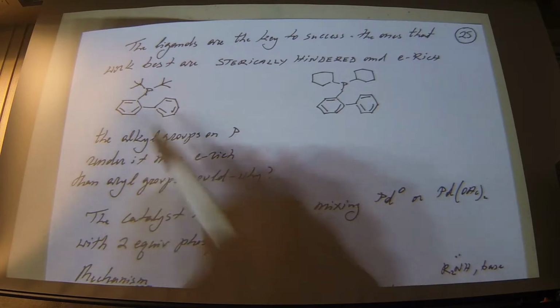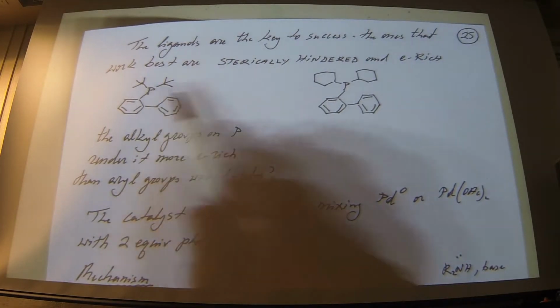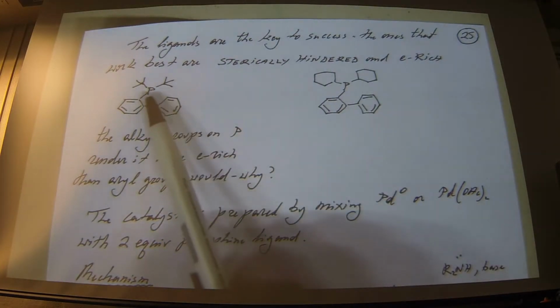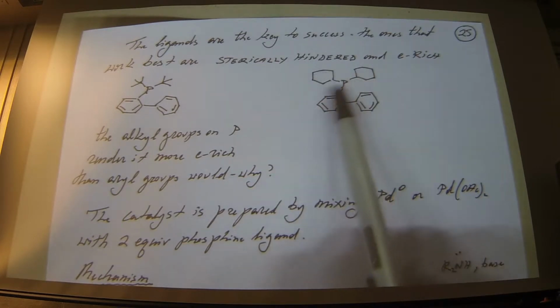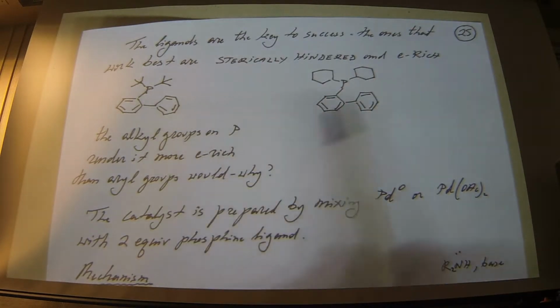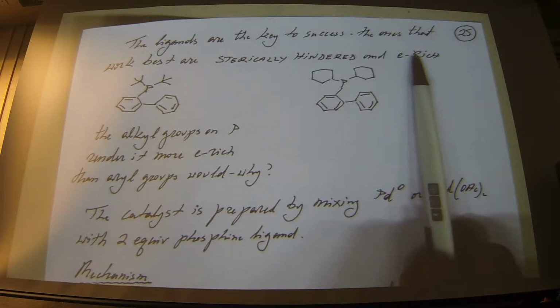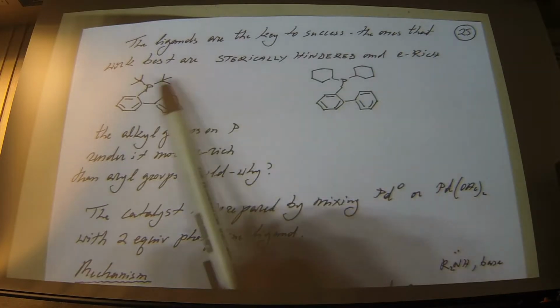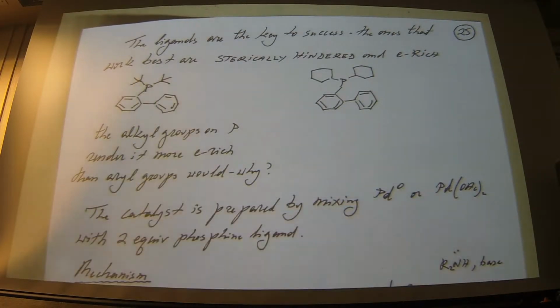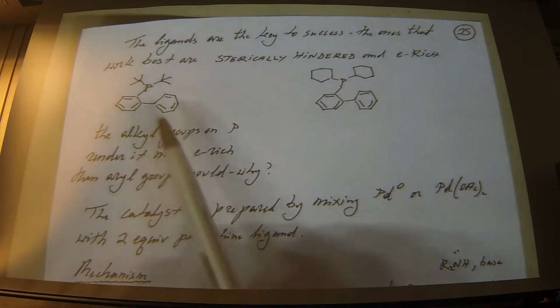The ligands, as it turns out, are important. I don't want to make too much of this, but these are the kinds of ligands that are used, the phosphines that have two alkyl groups and an aryl group. Now, these are electron-rich phosphines. Why electron-rich? Well, because the alkyls are more electron-donating than the aryls.